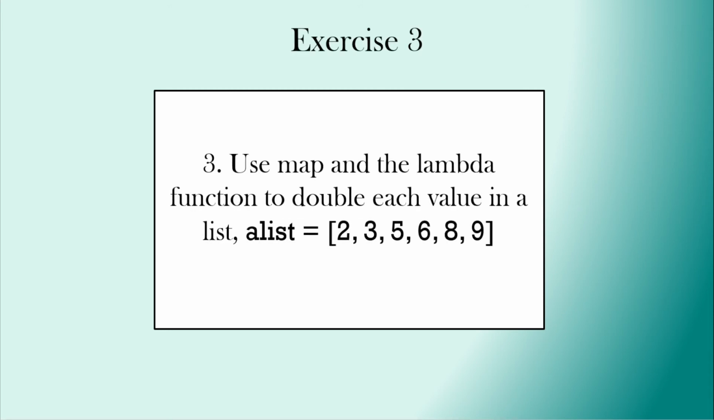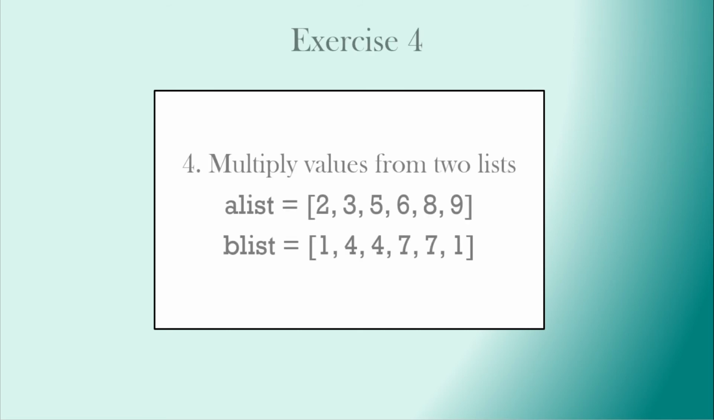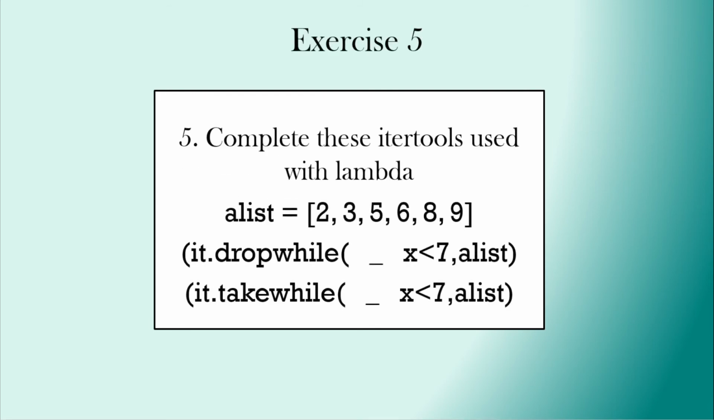Exercise 3. Use map and the lambda function to double each value in a list. And here's an example of the list. Exercise 4. Multiply the values from these two lists. And lastly, exercise 5. Complete these itertools used with lambda. So we've got a list 2 to 9, and we want you to use a dropwhile and a takewhile itertool with x is less than 7 applied on that list. Okay, let's have a look at the solutions.